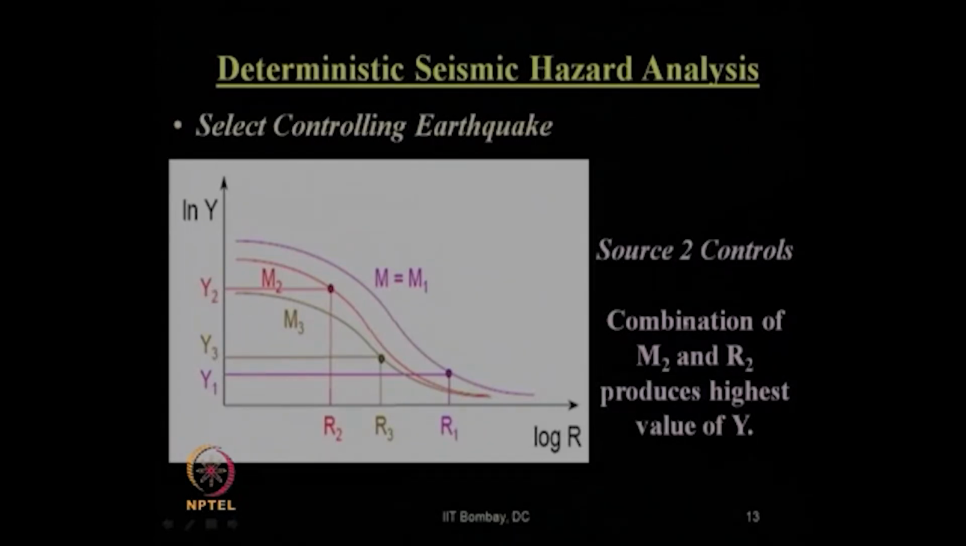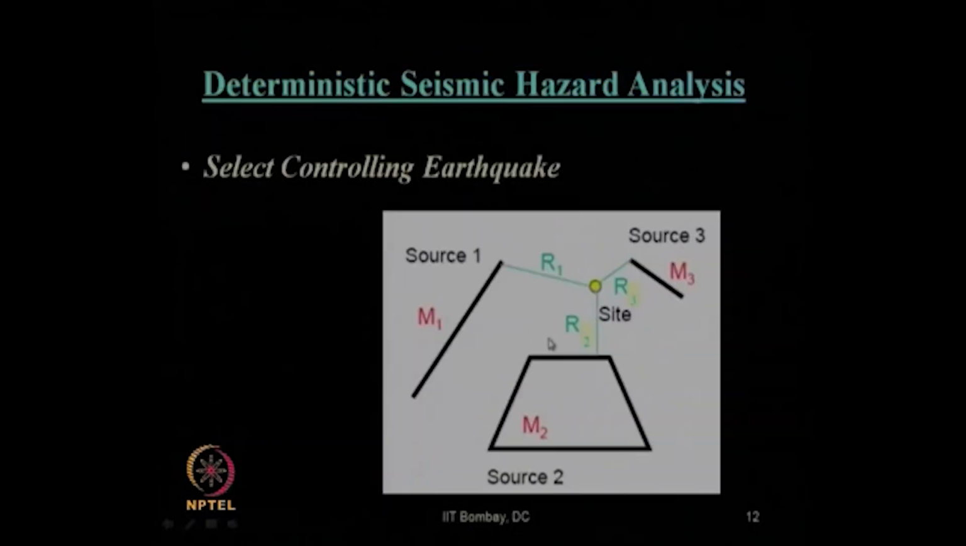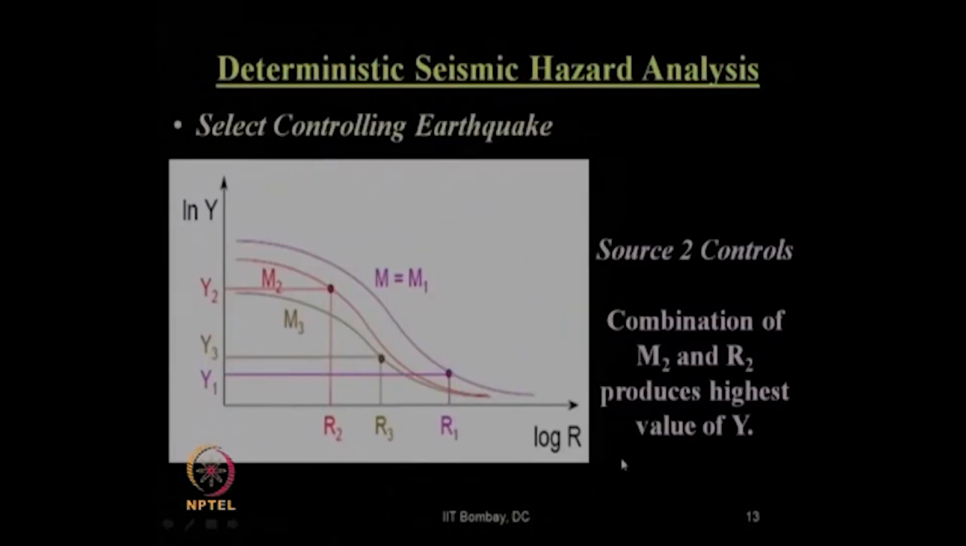Okay. So, from this example what we can see, Y2 is maximum, that automatically says that source 2 controls the hazard for that site. So, for the chosen site in the previous slide, this site is controlled by this source 2, because our hazard parameter is yielding the maximum value at this source 2.